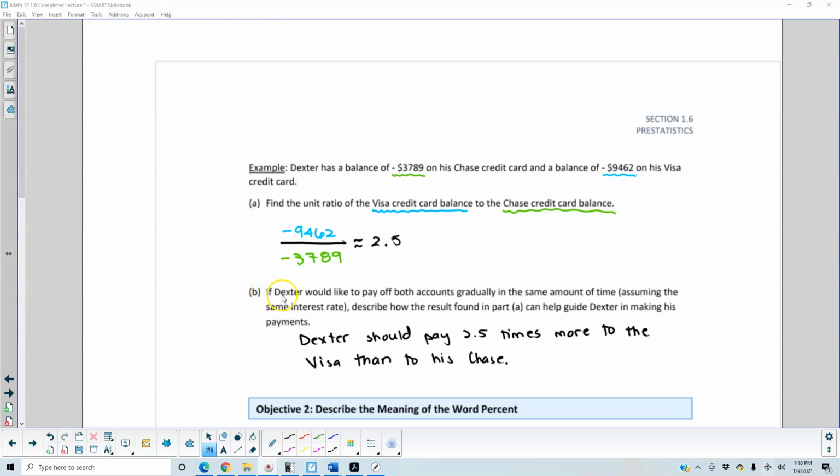In part B, it says if Dexter would like to pay off both accounts gradually in the same amount of time, assuming the same interest rate, describe how the result found in part A can help guide Dexter in making his payments. Well, that means that Dexter should pay 2.5 times more to the Visa than to his Chase.